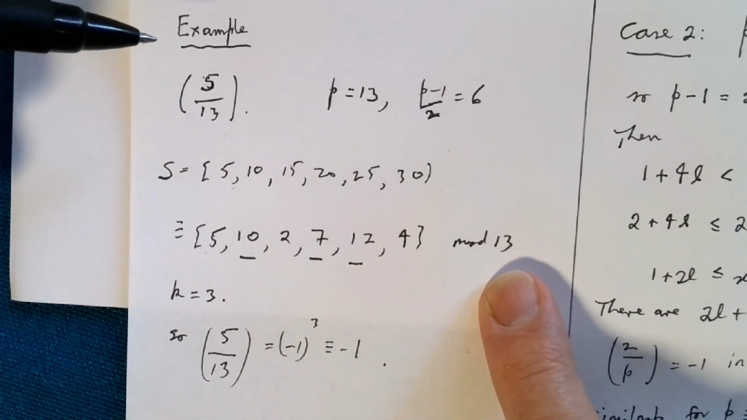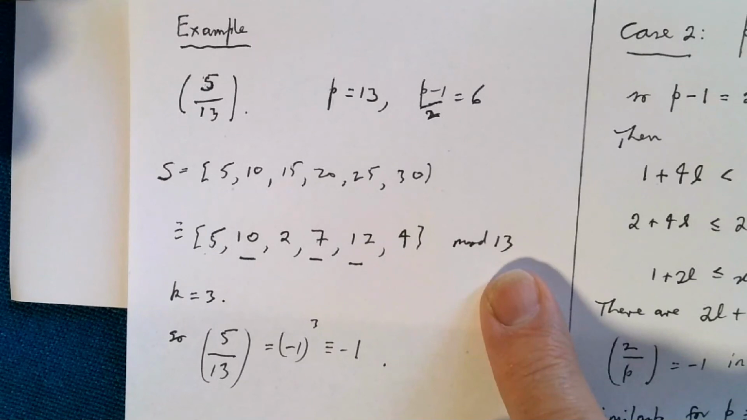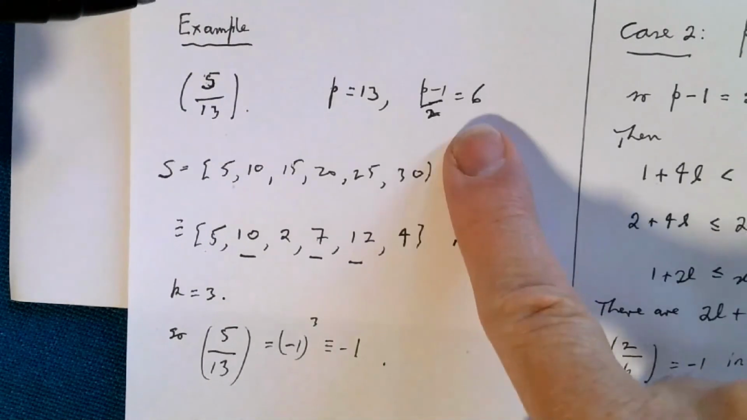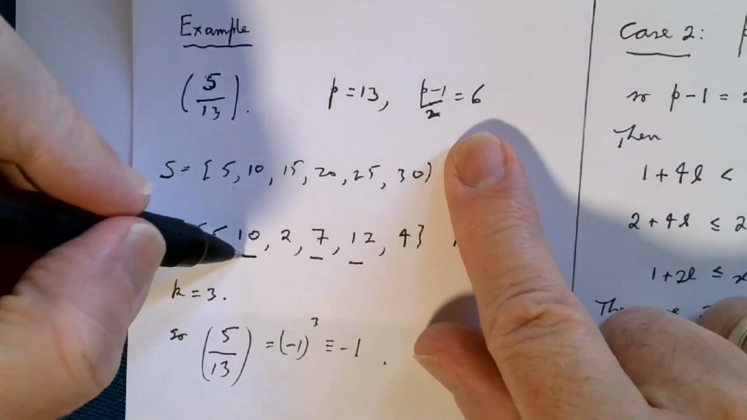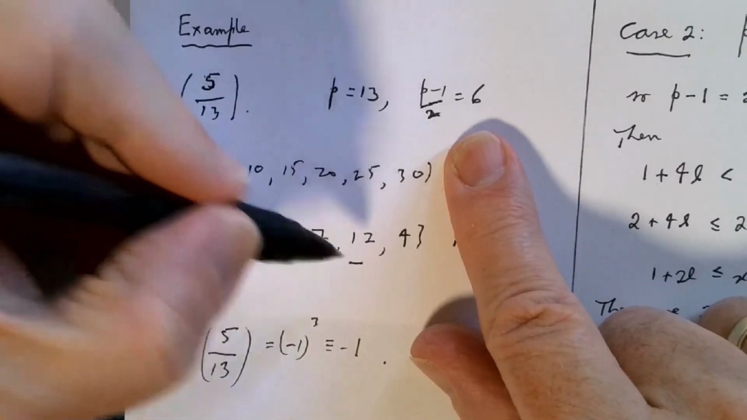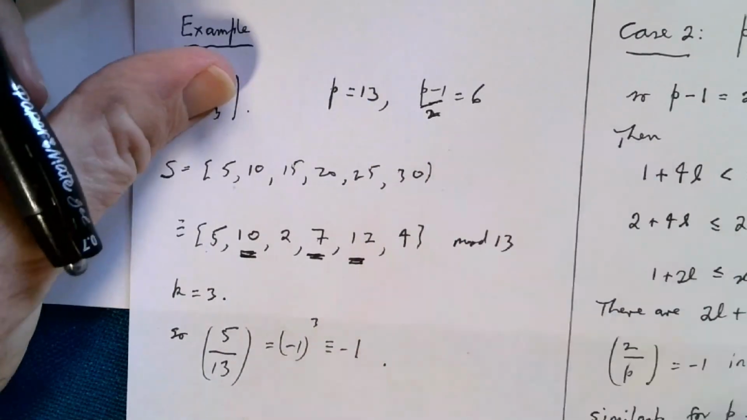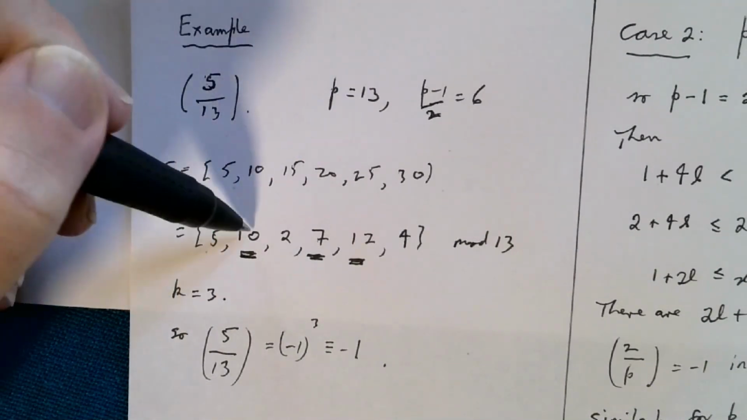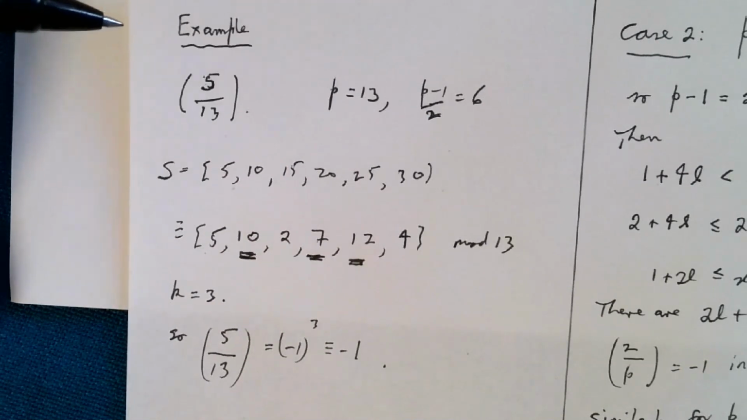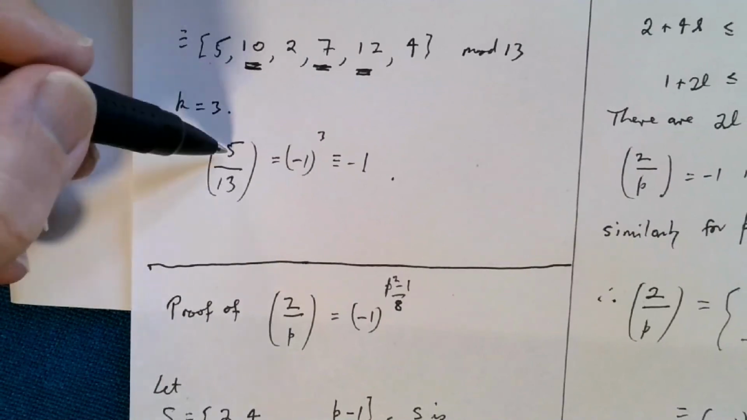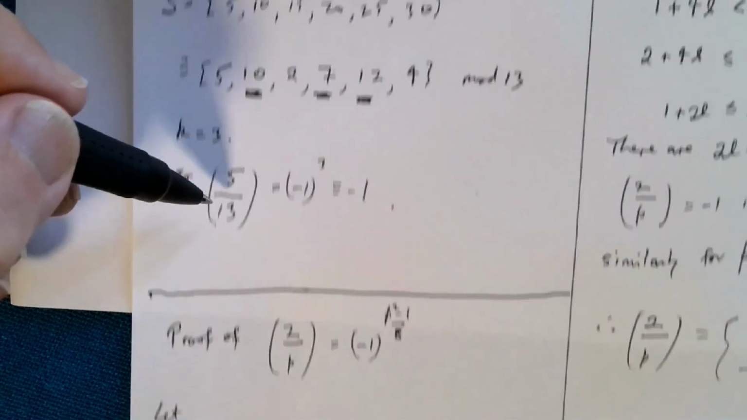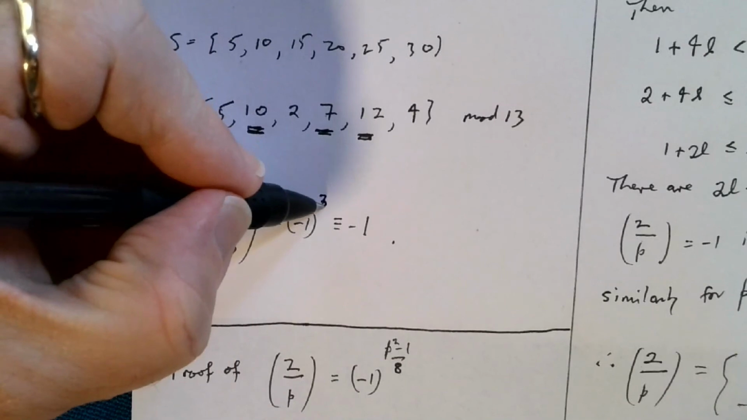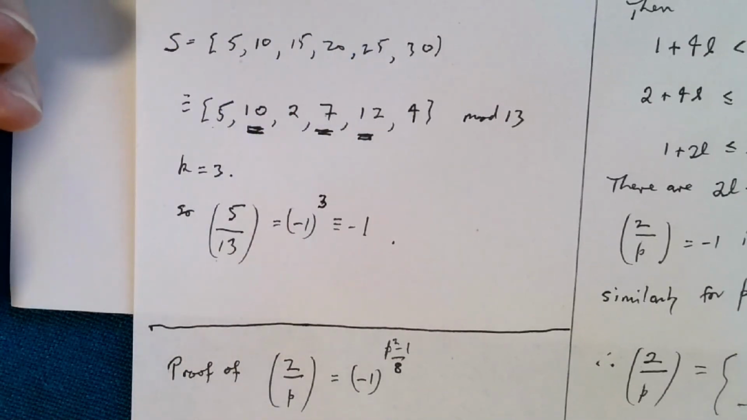Now you look for the numbers in the set that are bigger than (P minus 1)/2. (P minus 1)/2 was 6. So that number's bigger than 6, that number's bigger than 6, that number's bigger than 6. And that means my K then is 3. It's the number of elements in this set that are bigger than (P minus 1)/2. And finally, Gauss's lemma says that 5 on 13 is just minus 1 cubed, and minus 1 cubed is minus 1, which tells me that 5 is not a square modulo 13.